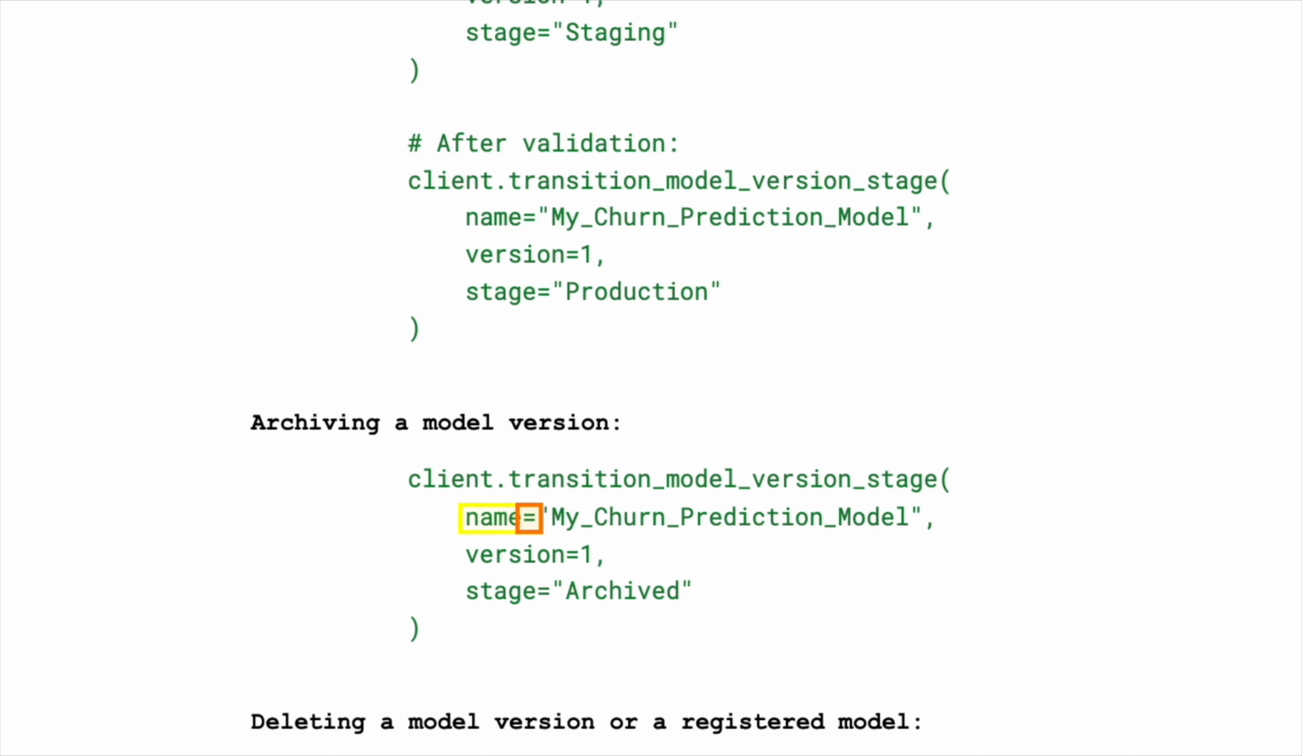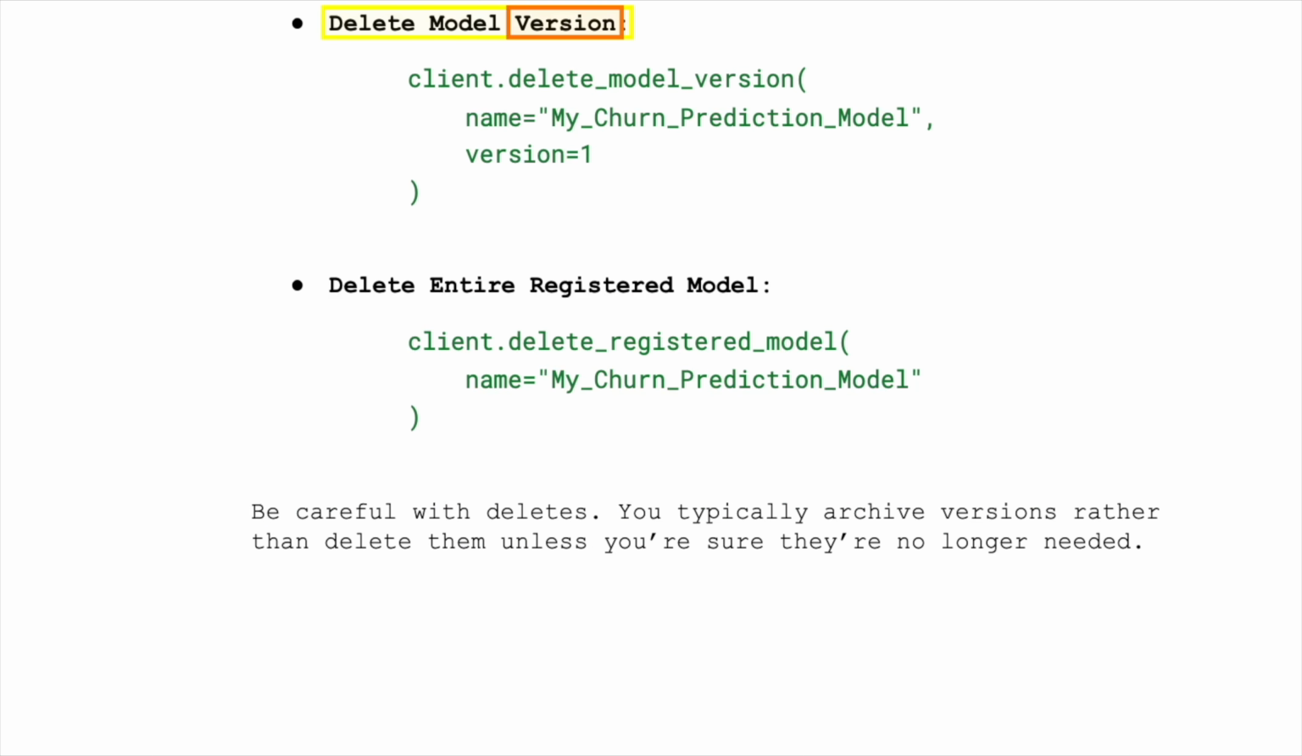client.transition_model_version_stage(name="my_churn_prediction_model", version=1, stage="Archived"). Deleting a model version or a registered model. Delete model version: client.delete_model_version(name="my_churn_prediction_model", version=1). Delete entire registered model.